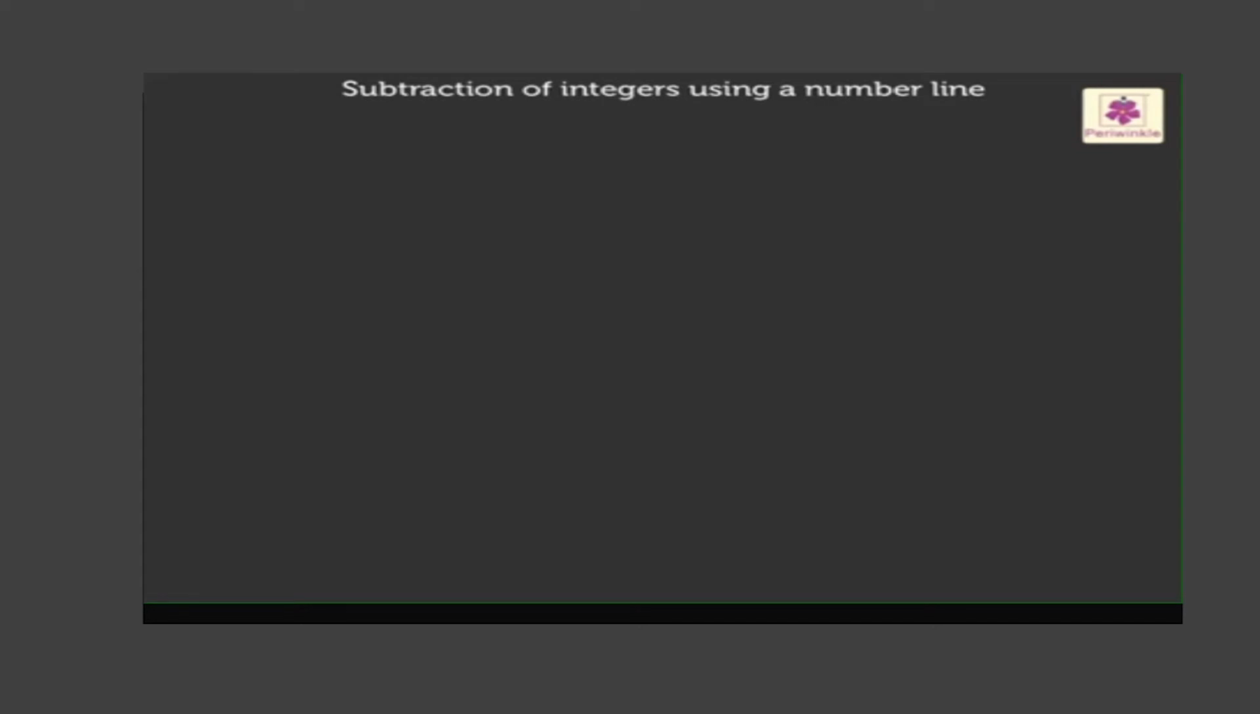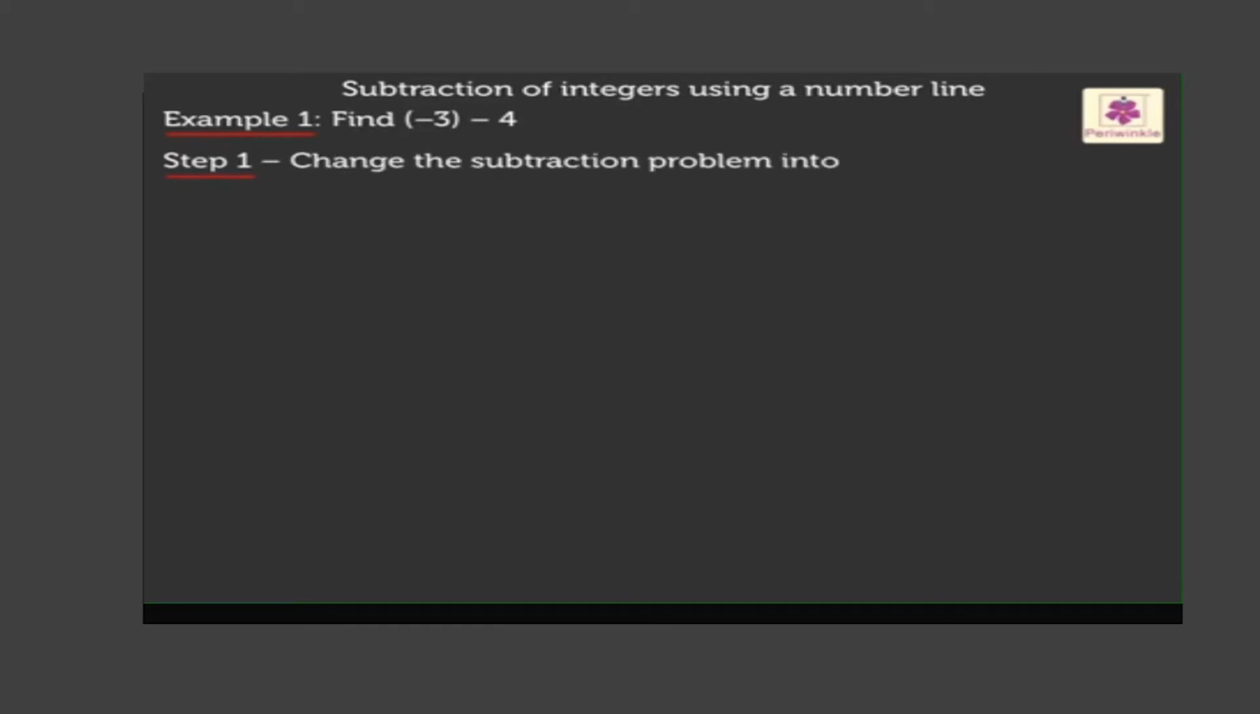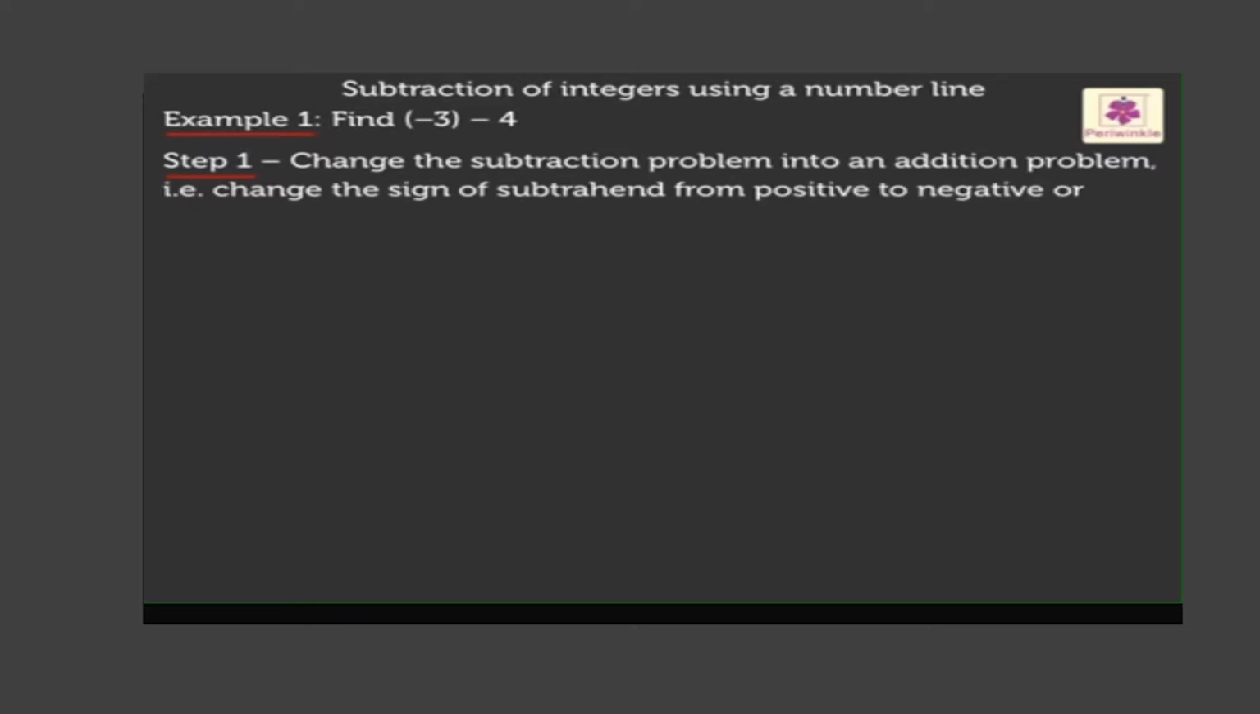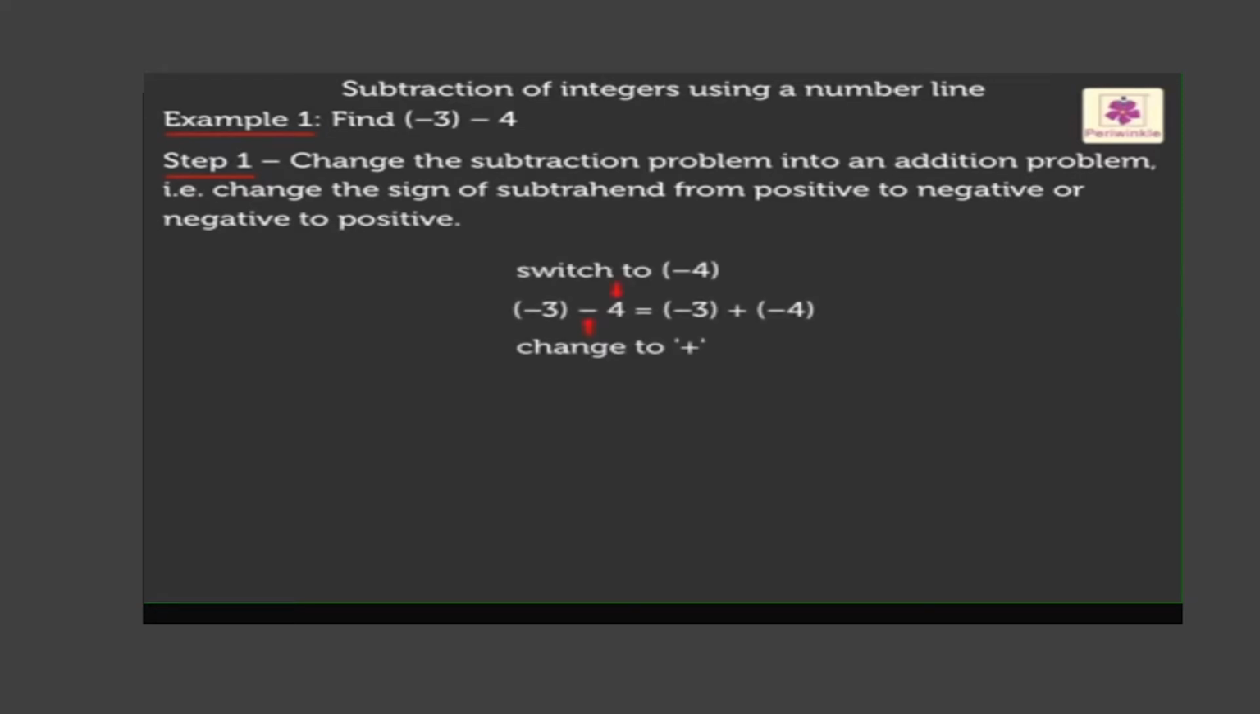Coming to subtraction of integers using a number line. Let us solve a few examples to understand in a better way. Example 1. Find -3 minus 4. Step 1. Change the subtraction problem into an addition problem, that is, change the sign of subtrahend from positive to negative or negative to positive. So, here on changing, we get the addition problem as -3 plus -4.